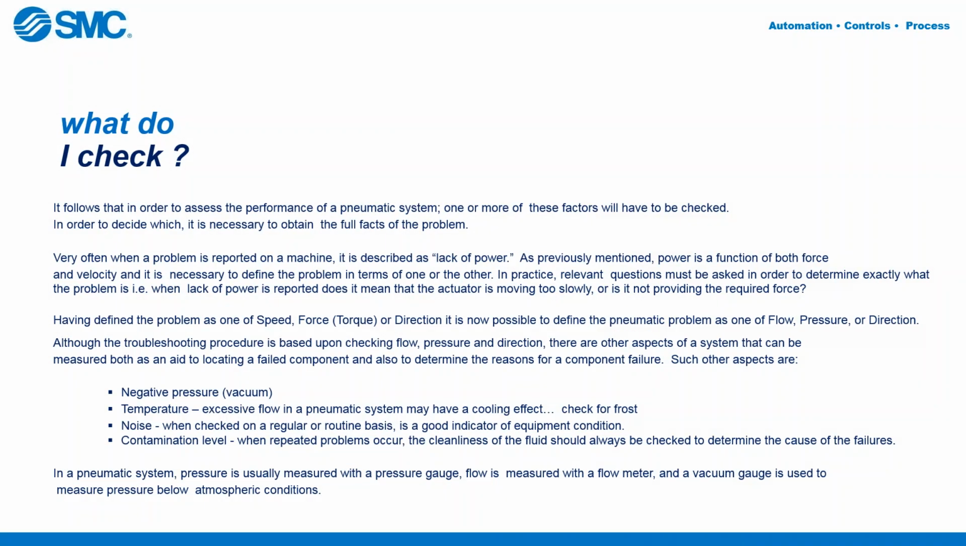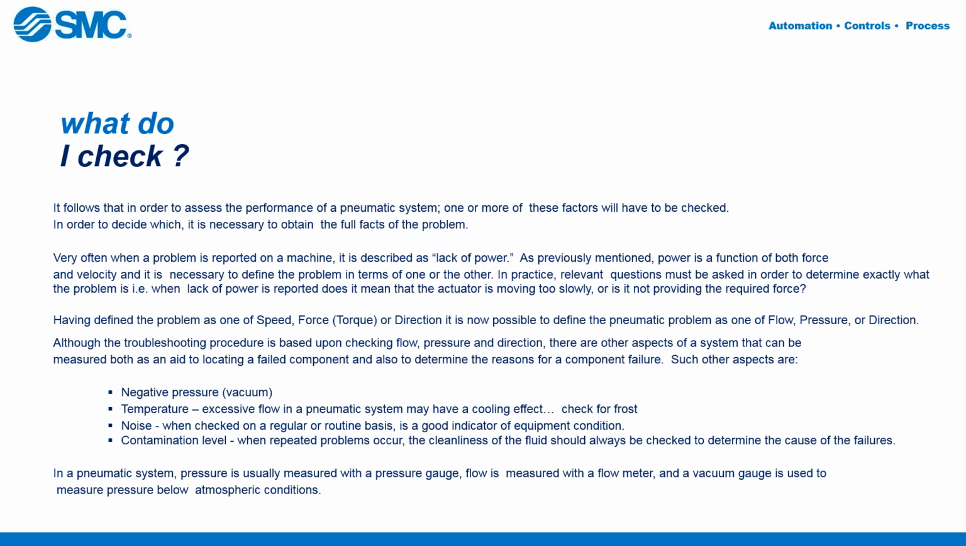So when we check, often you'll hear someone say, well, it doesn't have enough power. Well, power is a little bit unspecific, so we want to make sure that we've asked some more clarifying questions. Do you say it's lacking power? Does that mean the actuator is moving too slowly, or it's not providing the required force? So once we've defined the problem, is it speed, force, or torque, or direction, then is the problem flow, pressure, or direction? And that will give us an idea of what to measure.